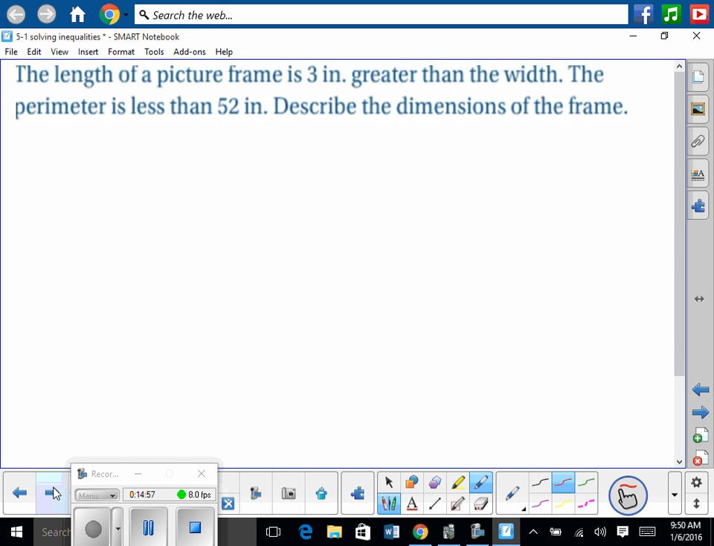So the length of a picture frame is 3 inches. Oh no, it says it's 3 inches greater than the width. So we don't know the width, let's call it x, but the length is 3 inches greater. So x plus 3. Are we all following what I'm doing? Well, think about it. It says the perimeter is less than 52 inches. So our perimeter is less than 52 inches.